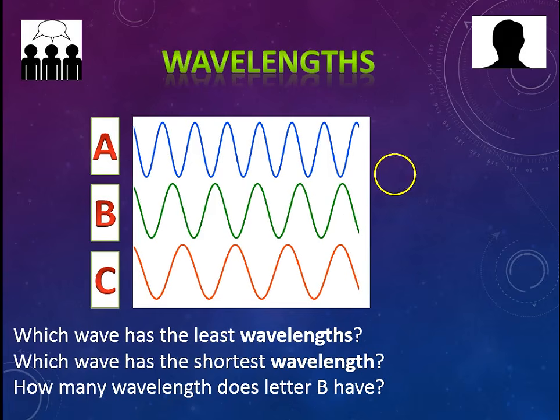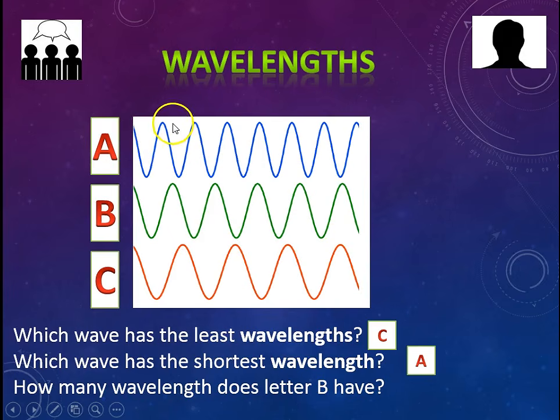Okay, let's go through it. Which wave has the least wavelengths? Letter C has the least amount of wavelengths. Which has the shortest? Letter A, as there's the shortest distance from crest to crest or trough to trough in letter A. And how many wavelengths does letter B have? 5. Let's count. I'm going to go from trough to trough. 1, 2, 3, 4, 5 troughs.